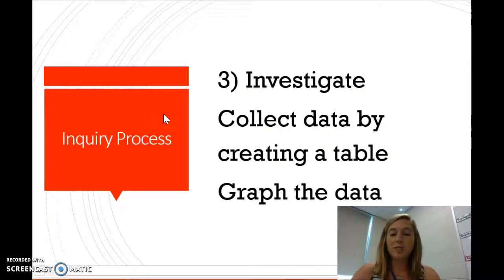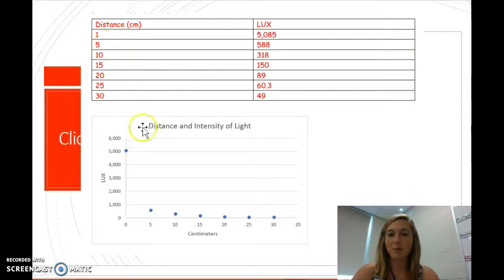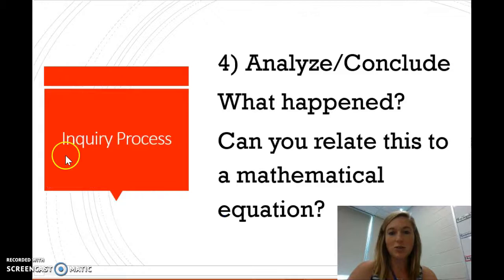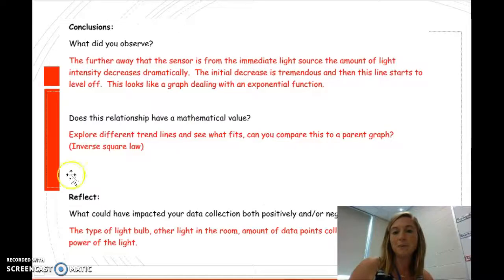For the investigation process, students would have to collect data by creating a table and then graphically display their data. This is what happened with mine, and as you can see, this is an exponential function that is decreasing dramatically. It's actually an inverse equation that hopefully students can start to relate to a function in math and relate to some math standards. Students would then have to analyze and conclude what happened and how they could relate it to a mathematical equation or function, especially if they were in high school level math classes.